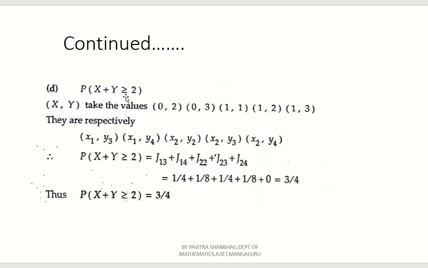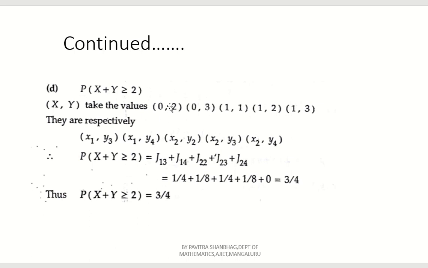Now what about the last condition? P of x plus y greater than or equal to 2. So x plus y greater than or equal to 2 means what is the possibility here? If you add x and y value, it should cross 2 or be equal to 2, right? So when is it possible? When x0, y2, x0, y3, or x1, y1, x1, y2, x1, y3. So these are the possibilities. When x0, y2, sum is 2. x0, y3, sum is 3. x1, y1, sum is 2. x1, y2, sum is 3. Similarly, x1, y3, sum is 4.